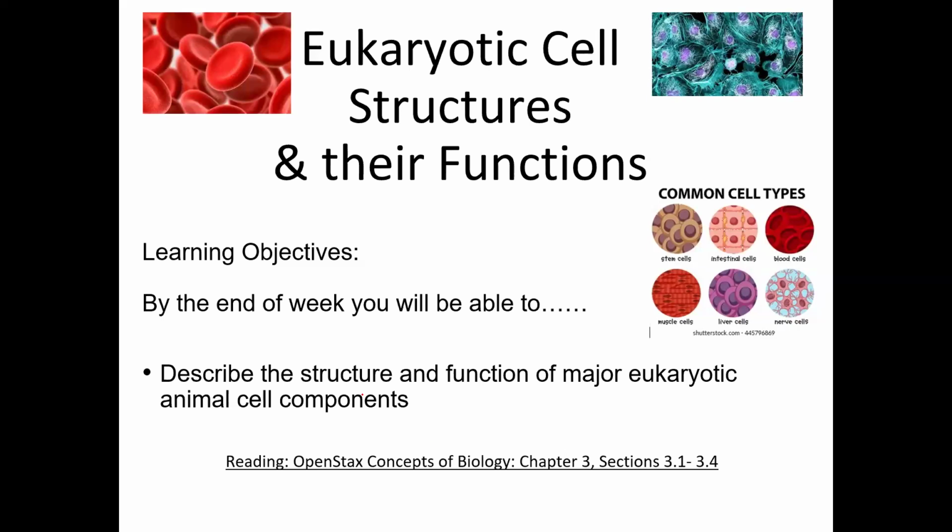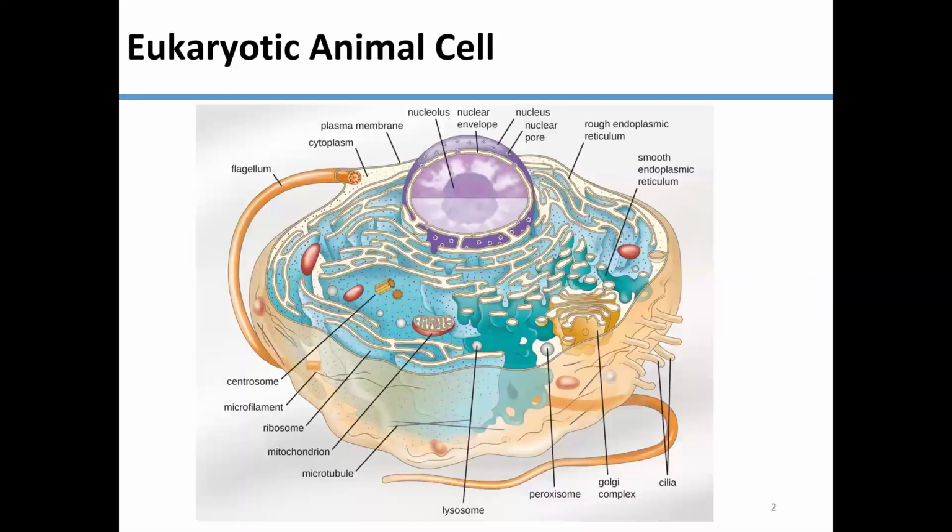What we're going to try to accomplish today is take a look at the structures and functions of some of the major eukaryotic and animal cell components. Now, when it comes to a eukaryotic cell, remember, EU means true, so EU equals true, meaning that there is going to be a true nucleus.